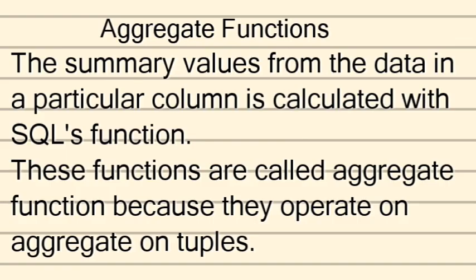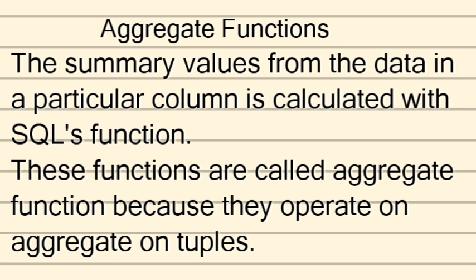The next thing that we are going to perform is the aggregate function. We are using different clauses, different statements. We can also compute some summary value from the data in a particular column with the help of some SQL functions. These SQL functions are called aggregate functions because they can operate on tuples. Aggregate functions are basically sum, average, count. Let's understand how we are going to use these with an example.